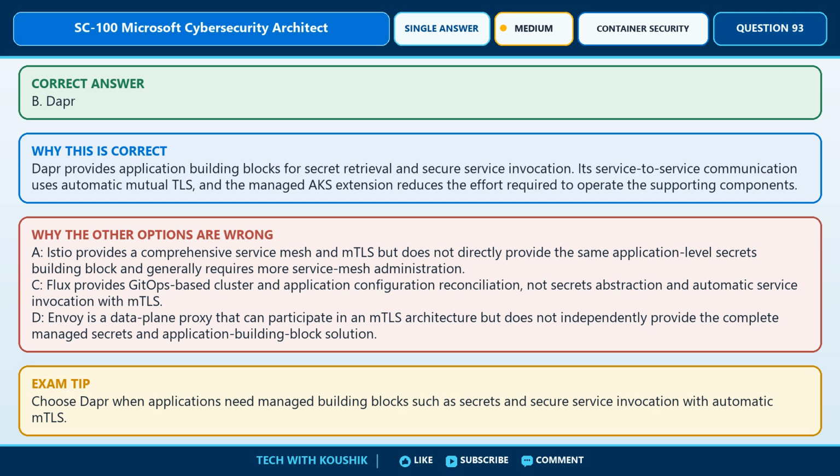A. Istio provides a comprehensive service mesh and mTLS, but does not directly provide the same application-level secrets building block and generally requires more service mesh administration. C. Flux provides GitOps-based cluster and application configuration reconciliation, not secrets abstraction and automatic service invocation with mTLS. D. Envoy is a data plane proxy that can participate in an mTLS architecture but does not independently provide the complete managed secrets and application building block solution. Exam tip: choose Dapr when applications need managed building blocks, such as secrets and secure service invocation with automatic mTLS.